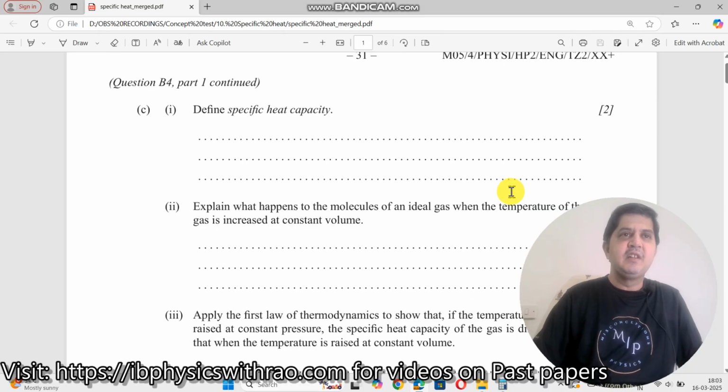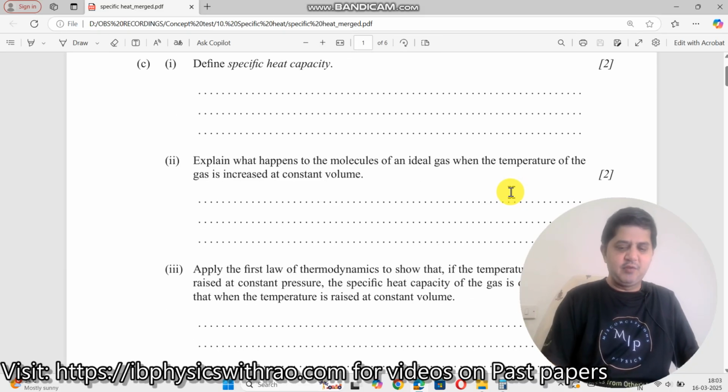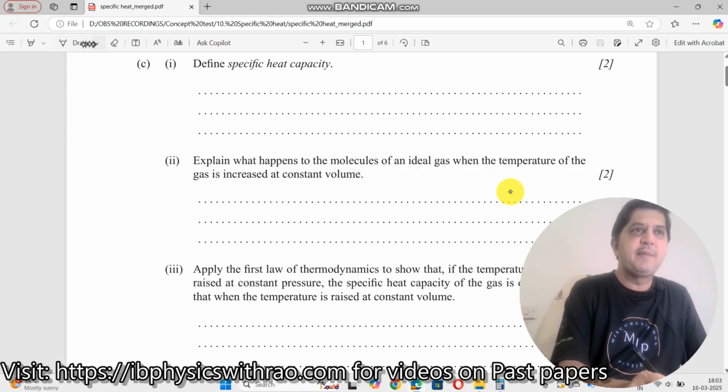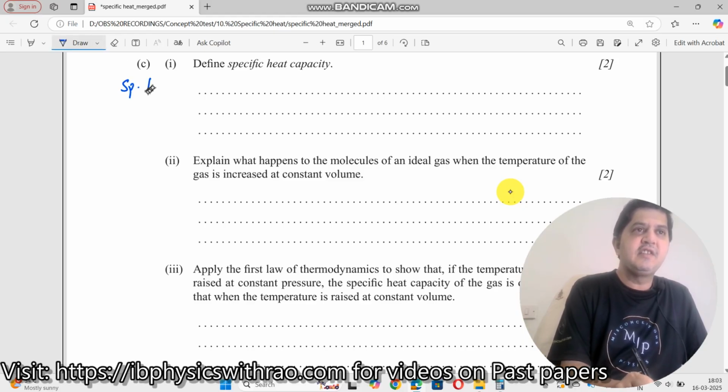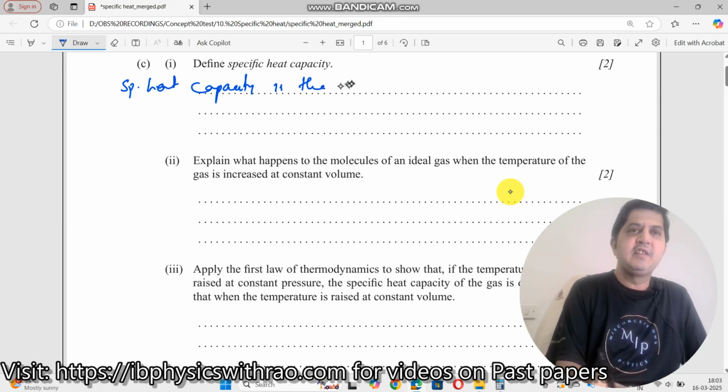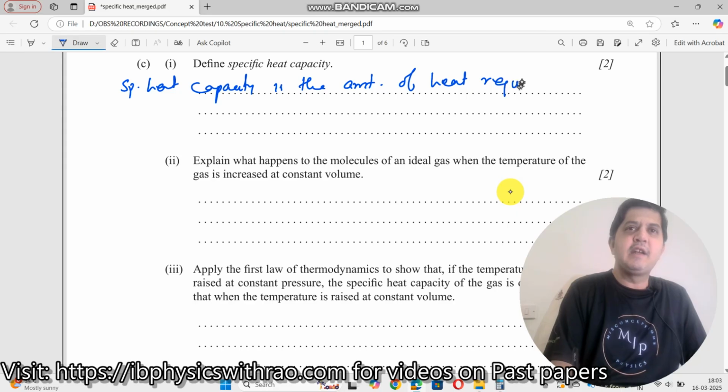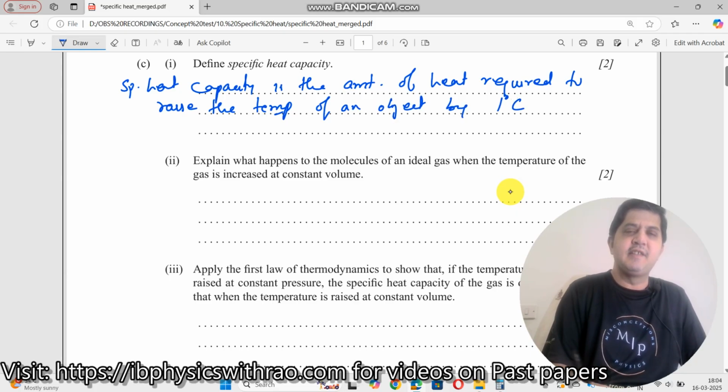The first question: define specific heat capacity. So what should you write? Specific heat capacity is the amount of heat required to raise the temperature of an object by 1 degree centigrade per unit mass. This is the definition of the specific heat capacity.